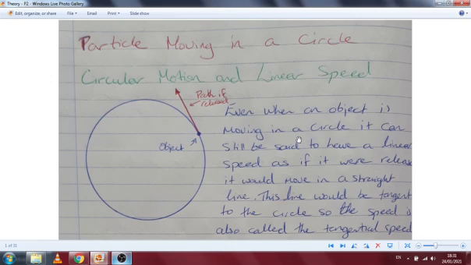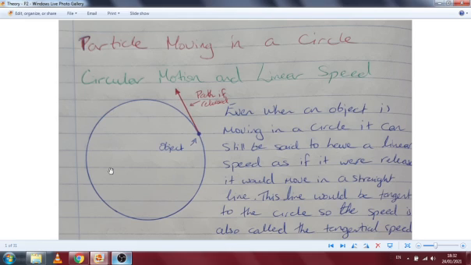Even when an object is moving around in a circle, it can still be said to have linear speed, as if it were released, it would move in a straight line. So as this object moves around the circle, as it's let go, it would take a straight path. I was trying to find a decent video to show this. I looked up a few children falling off merry-go-rounds and things like that, but none of them were in decent resolution or detailed enough to use.